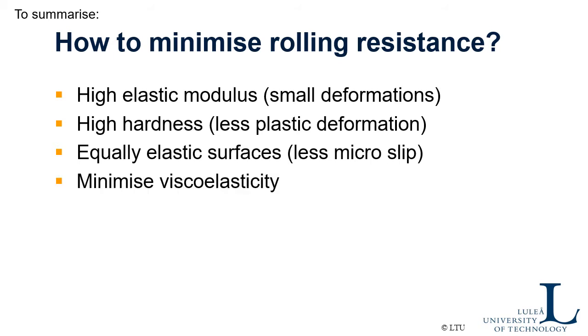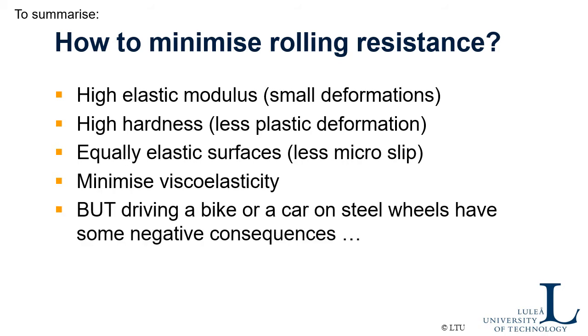You should then also minimize the viscoelasticity if you want to minimize rolling resistance, but maybe not if you want to minimize the braking capacity of a tire. But of course, if you think about this, you should make everything of steel, for example. But driving a bike or a car on steel wheels will have pretty negative consequences. It will be a very bumpy journey and not as safe as using elastomer tires.